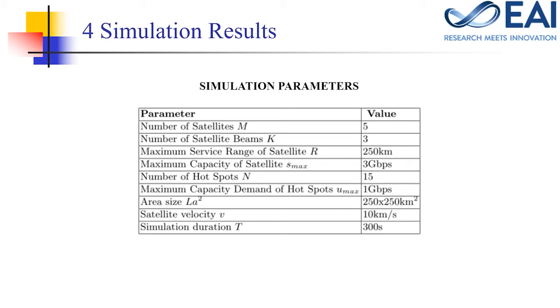Then we set up a simulation scenario, and the simulation parameters are summarized in the table. We consider a square area with a 500 kilometer side length, where hotspot areas are randomly distributed within the area, with the number and the capacity of satellites fixed. We focus on the impact of the maximum number of beams and the number of hotspots on the algorithm performance. In terms of satellite capacity, the satellite capacity is set to 3 Gbps, and the maximum capacity demand of a hotspot area is 1 Gbps.